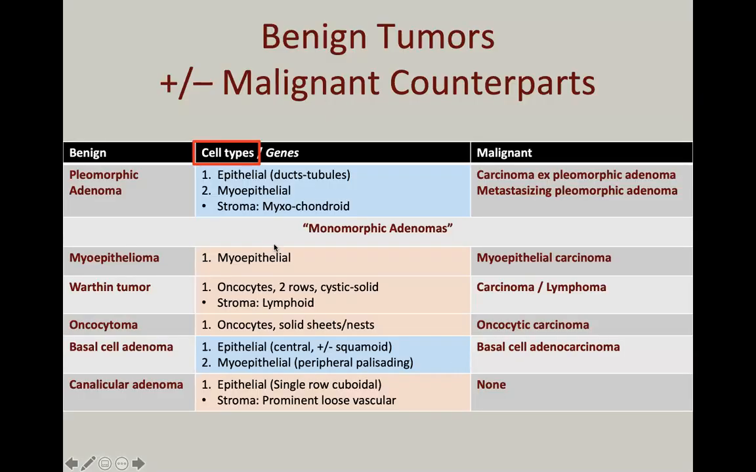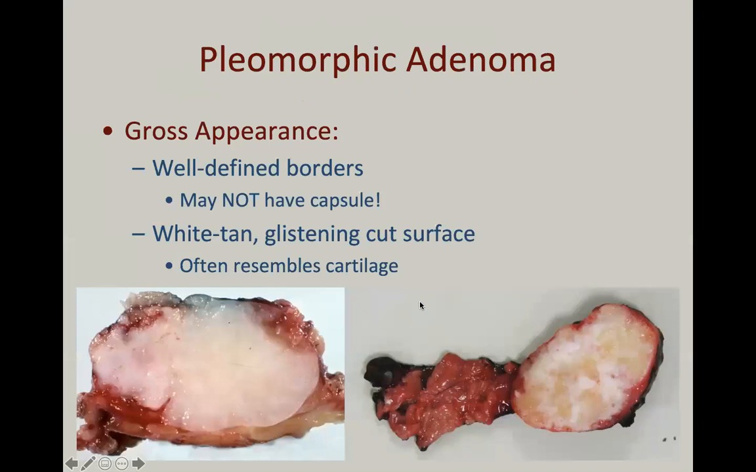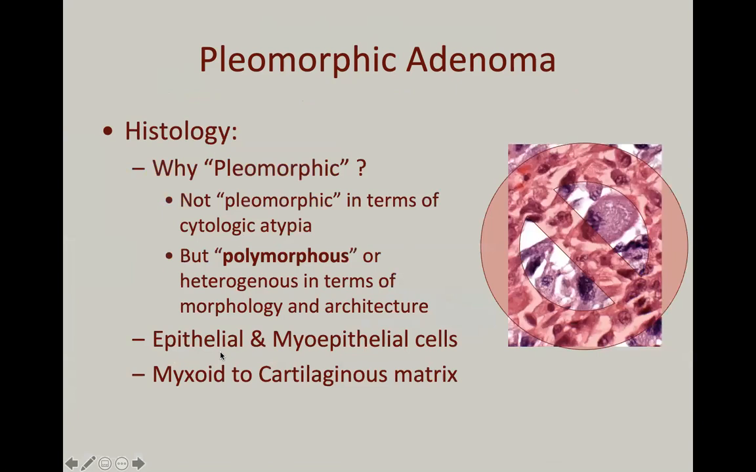We're going to start with the benign tumors and talk about some of their malignant counterparts in the context of the diagnosis, the number of cell types, and what they look like between benign and malignant. Pleomorphic adenoma, as I said before, is the most common. Grossly, this is very white and very well circumscribed, often resembling cartilage because it often has a very cartilaginous stroma. Now, you might ask, why is this called pleomorphic?